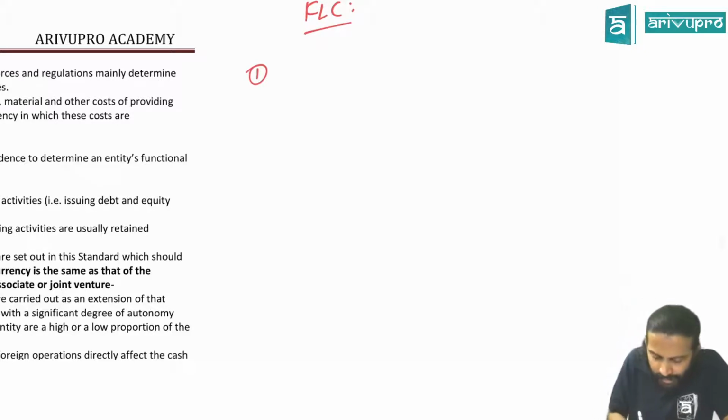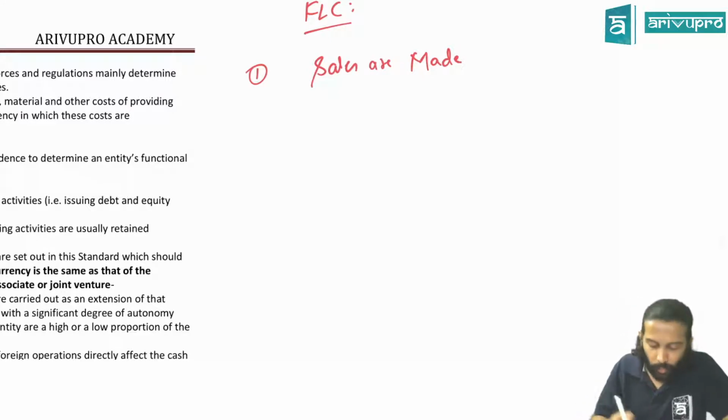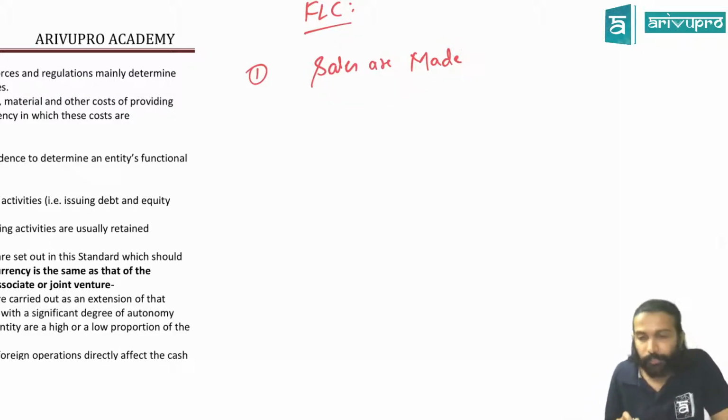First indicator is functional currency is the currency in which your sales are made. Basically, the billings you will make. In which currency you send the bill, which currency you denote your invoices, that becomes your functional currency. First parameter is sales.